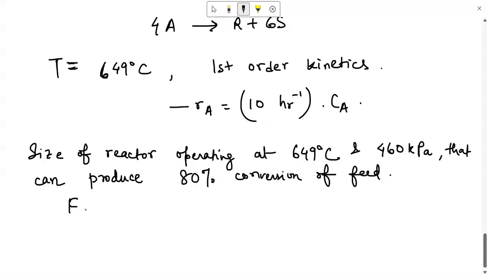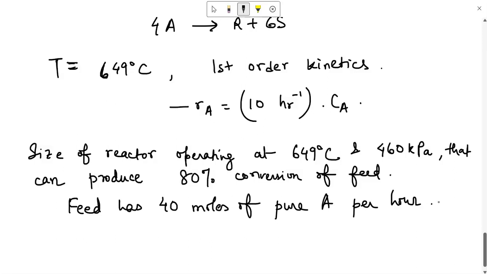Also, the feed has 40 moles of pure A per hour. Okay, this is our design question. Since this is a gas phase reaction, obviously we are not going to follow the constant density criteria, because we have not been given any other information on whether the density of the system remains constant or not. So we are just going to proceed with the general case.